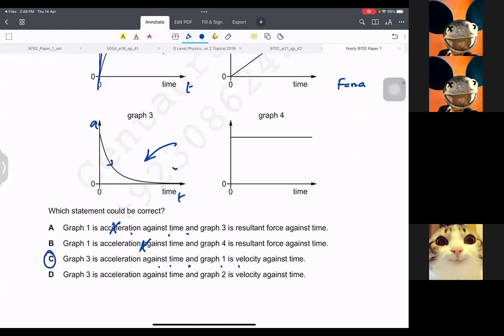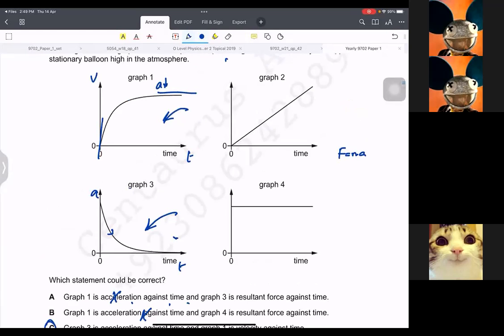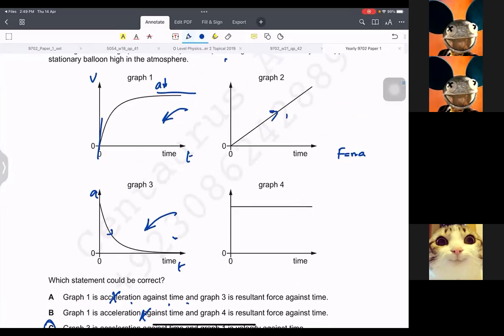But let's check 3 as well. Graph 3 is acceleration, and graph 2 is velocity against time. That's wrong. Velocity is increasing. It shows constant acceleration. It does not. So that's wrong.